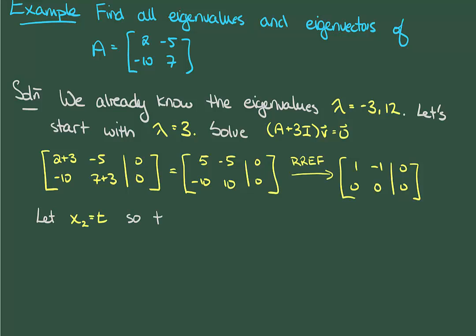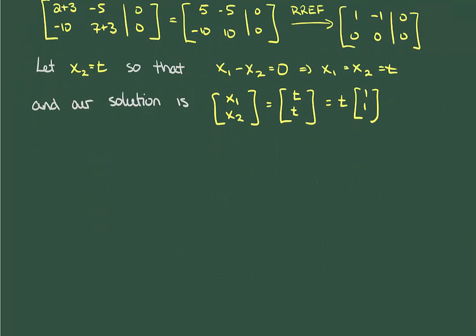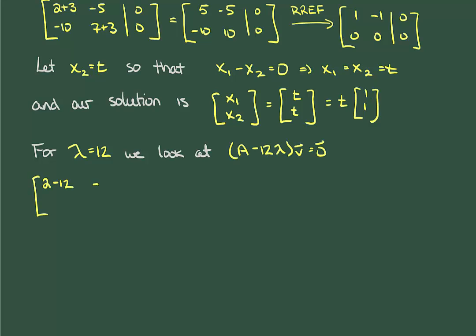So we're going to let our second variable be our parameter, and we're going to write out the RREF system so that we can solve for x1. Thus, we can write out our entire solution in terms of our parameter. And we arrive at a single fundamental solution, namely the one that we already knew. Next on the block is lambda equals 12. So let's solve A minus 12I times v is equal to 0.